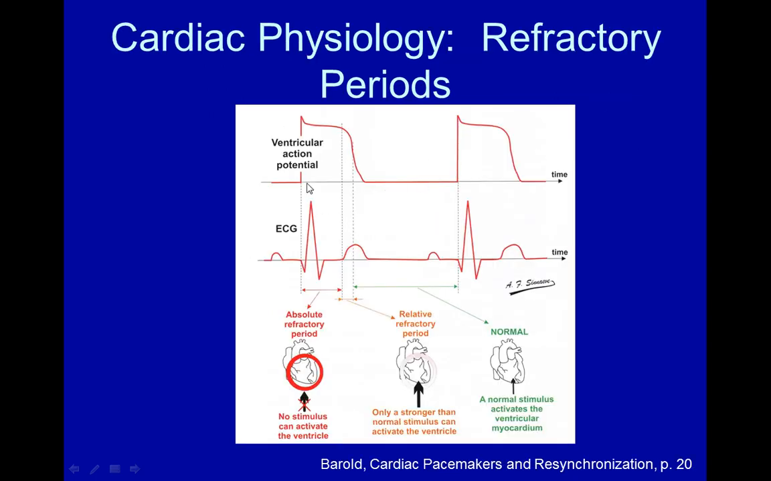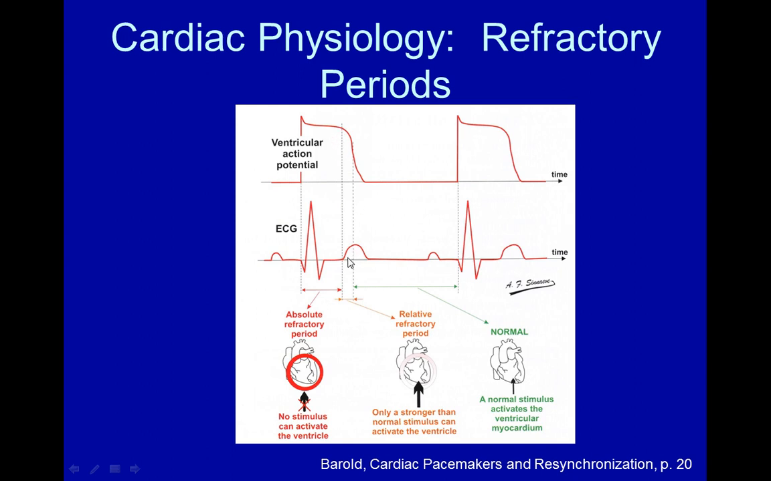Now, if you look at the action potential superimposed on an EKG, you will see that the beginning of the action potential represents the very beginning of the QRS complex, and here it's a Q wave, and then the remaining component of the QRS and the ST segment sort of represents the absolute refractory period of that myocyte.